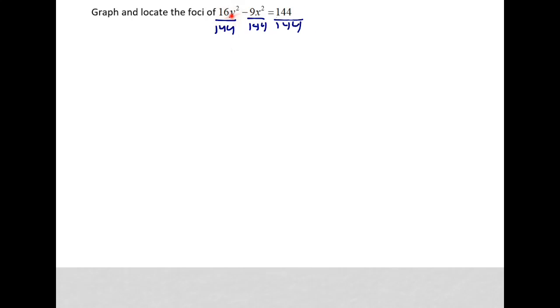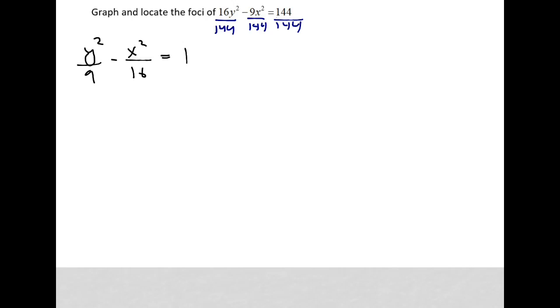And for the other two terms, we just do the division. So 16 does go into 144 9 times. So we get y squared over 9 minus x squared over 16 is equal to 1. And this is the format that we need.